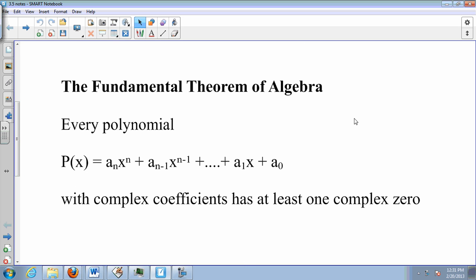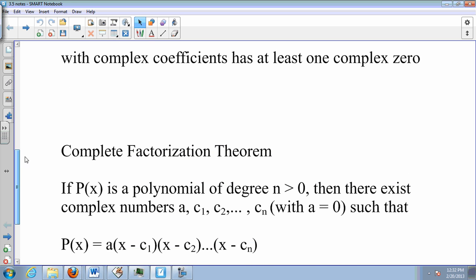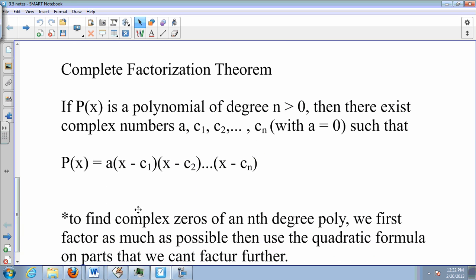The fundamental theorem of algebra states that for every polynomial p of x with complex coefficients, there is at least one complex zero. We can also have the complete factorization theorem.